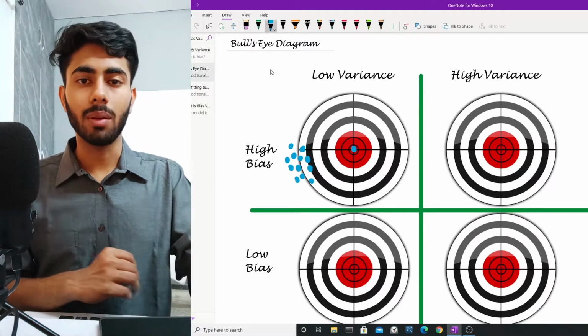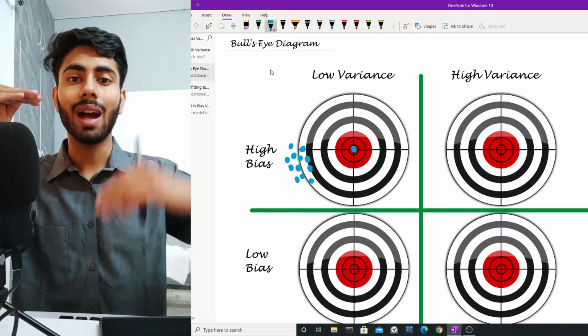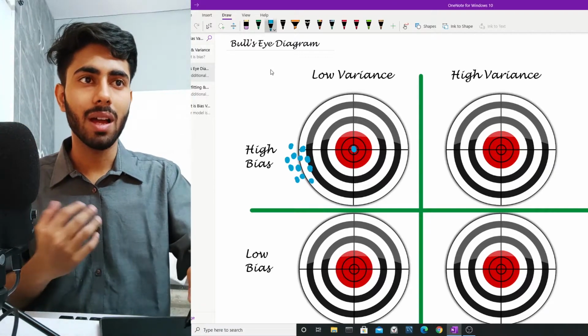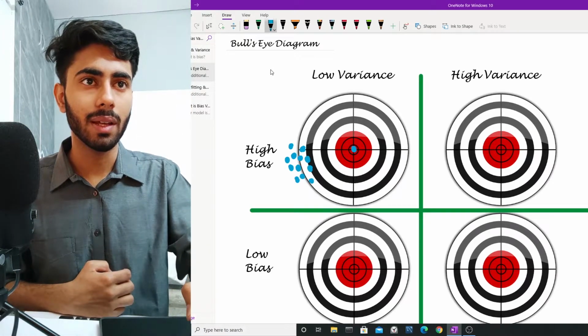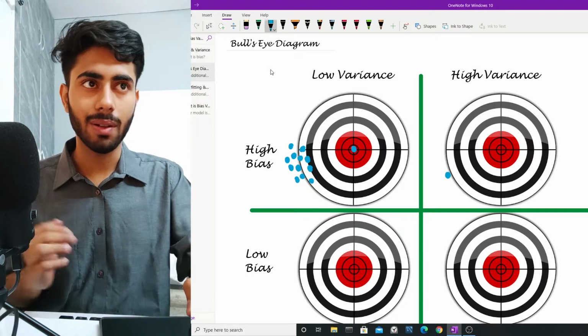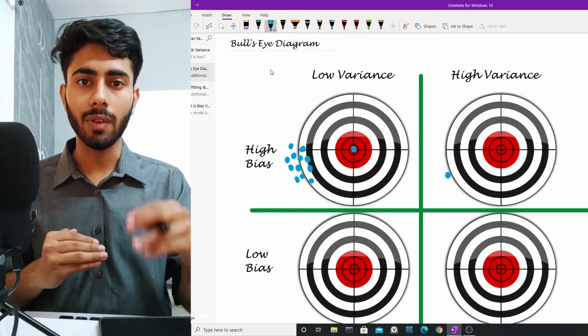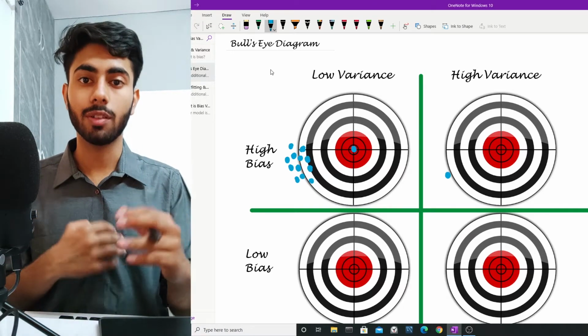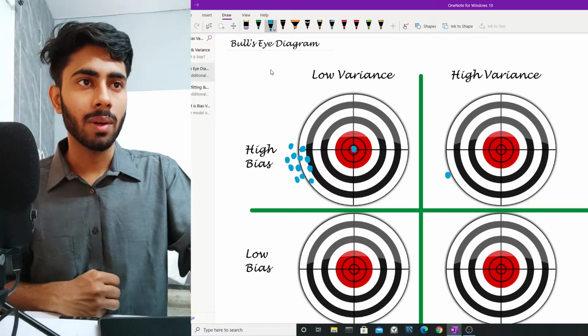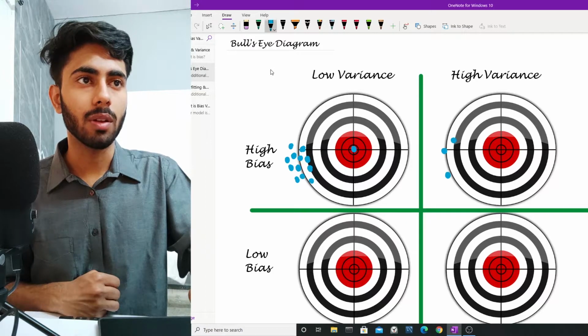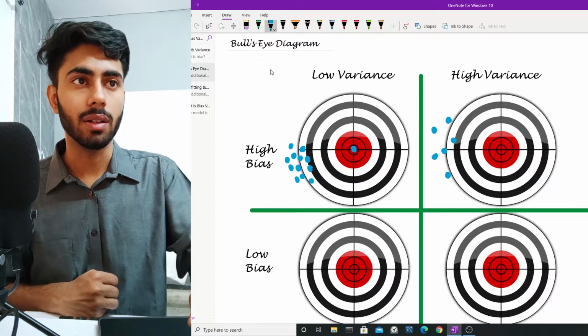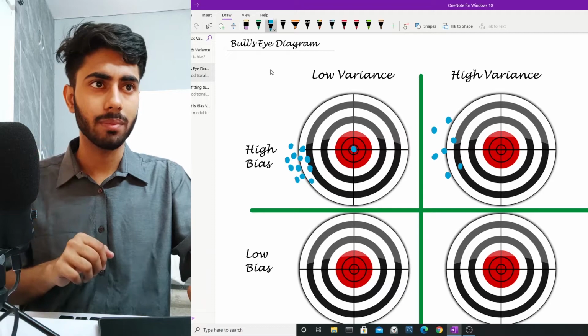In the second column, it is the condition of high bias and high variance. Because of high bias, my predicted values will be situated far from the actual values, but it is also a condition of high variance. Therefore, all the predicted values will have a gap with respect to each other. My predicted values will look like this. They will be scattered. They will not be in the form of a group.